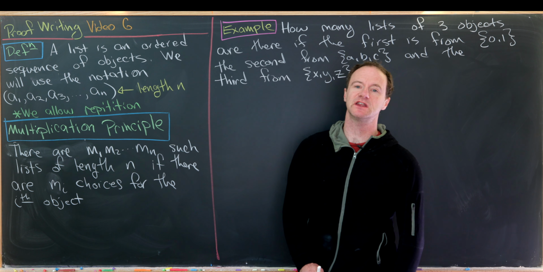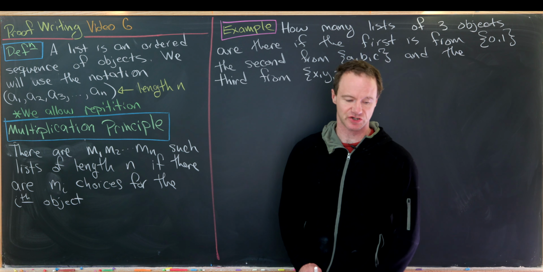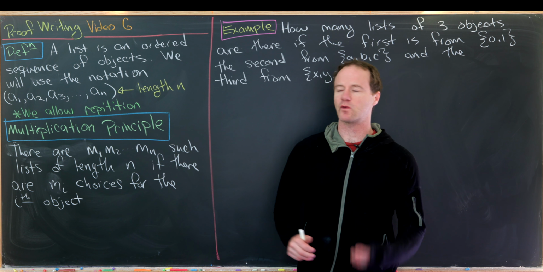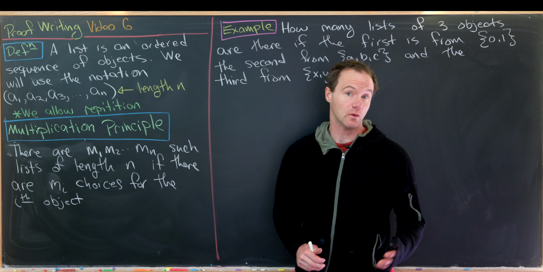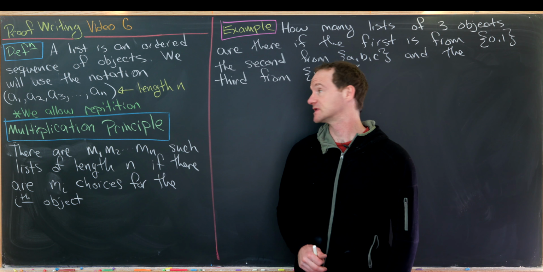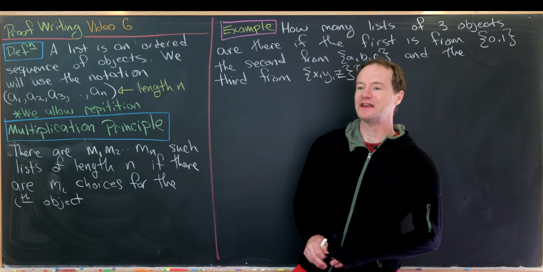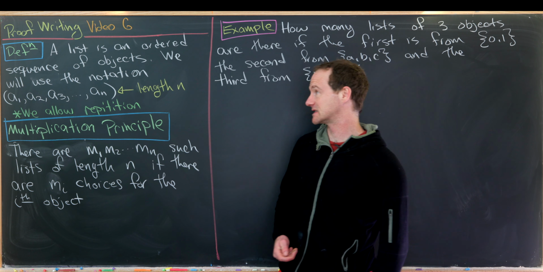This is the sixth video in a series devoted to an introductory course in proofwriting. We just finished doing some stuff with logic, and now we're going to look at counting principles. In order to get us started with that, we need to define something called a list.